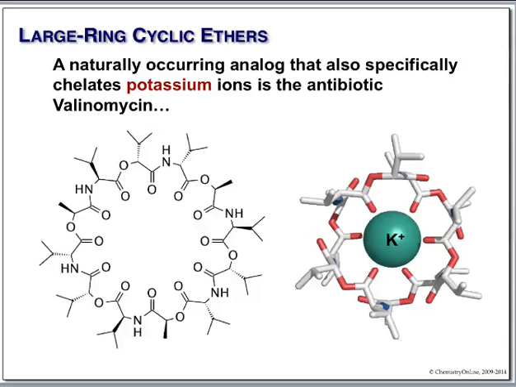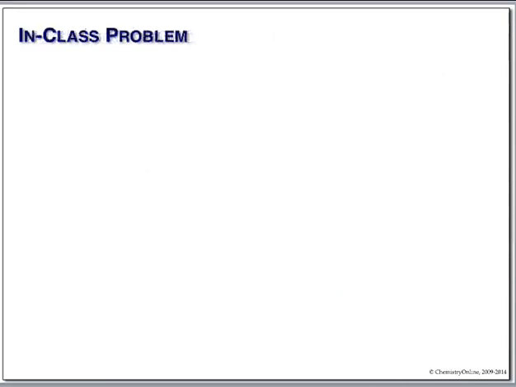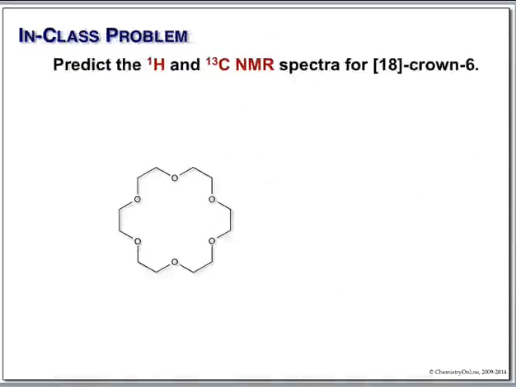All right. Let's do a problem here. We talked about 18 crown 6. Predict for me its proton and C13 NMR.